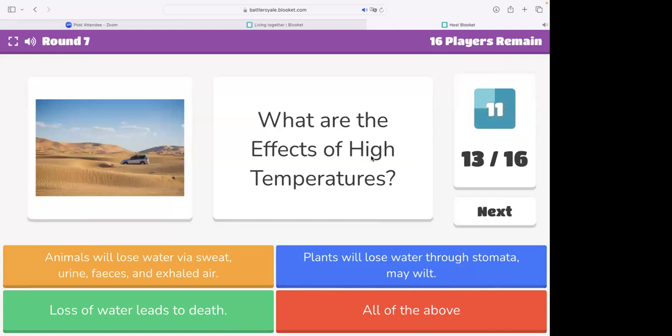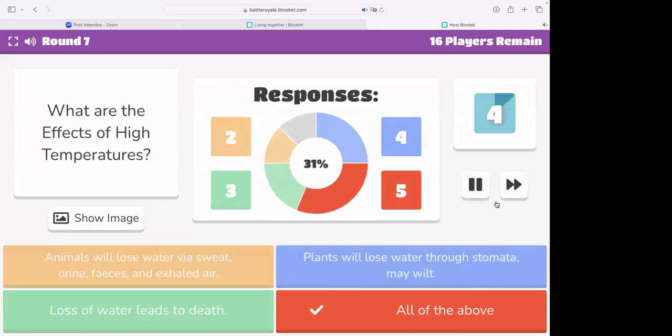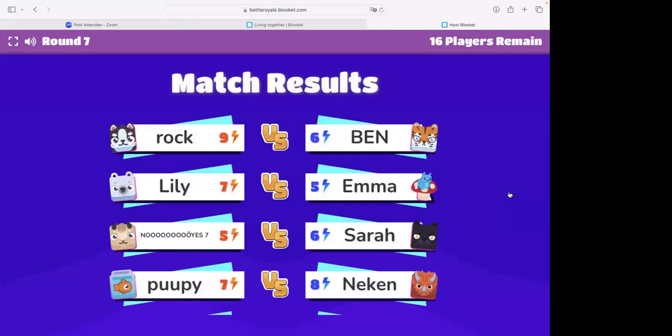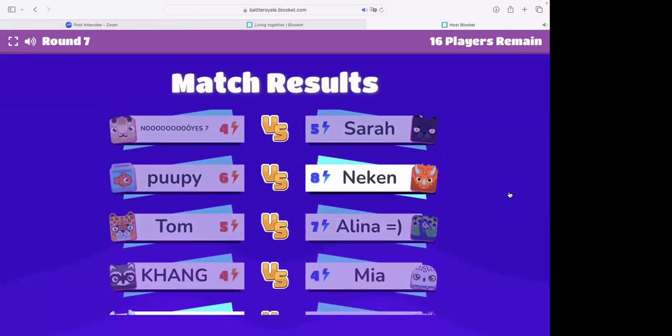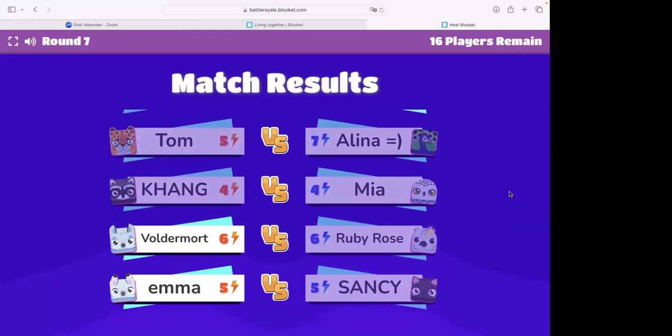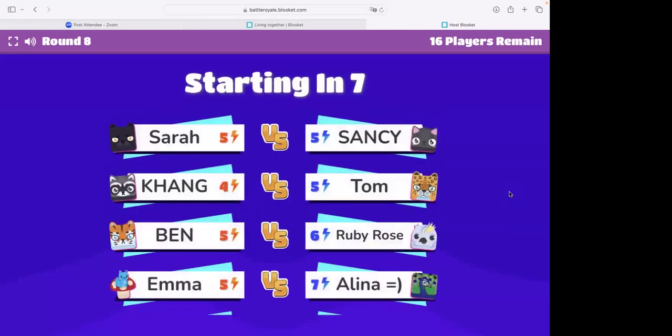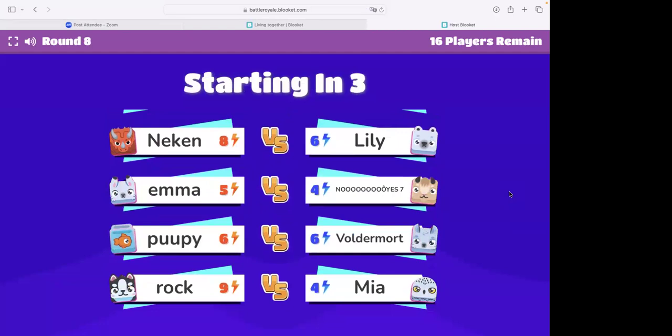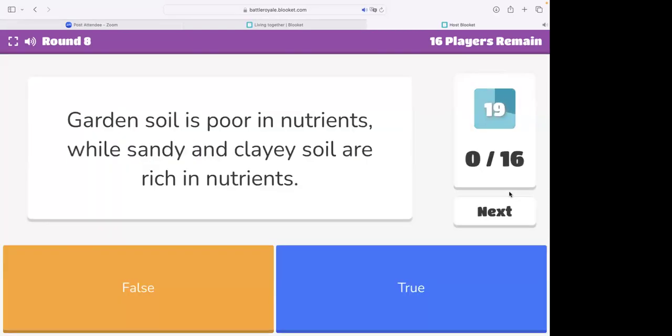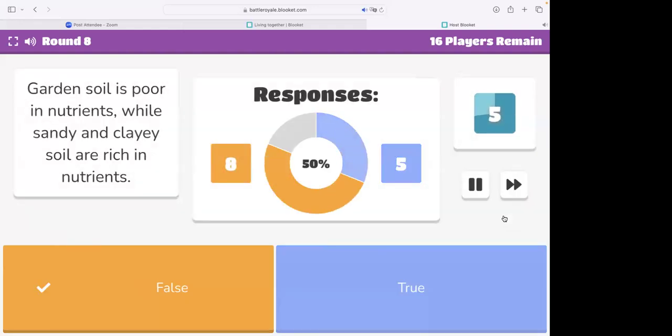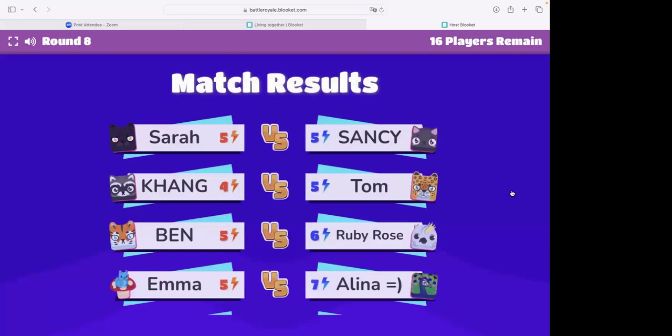What if it felt high temperatures? Answer is in fact all of them. Only Emma, Nathan, Voldemort, Emma got it correct. Garden soil is poor in nutrients, while sandy and clay soil are rich in nutrients. True or false? This is a very given question. We know that garden soil is in the middle of two things, so therefore it is false. All right, let's carry on.